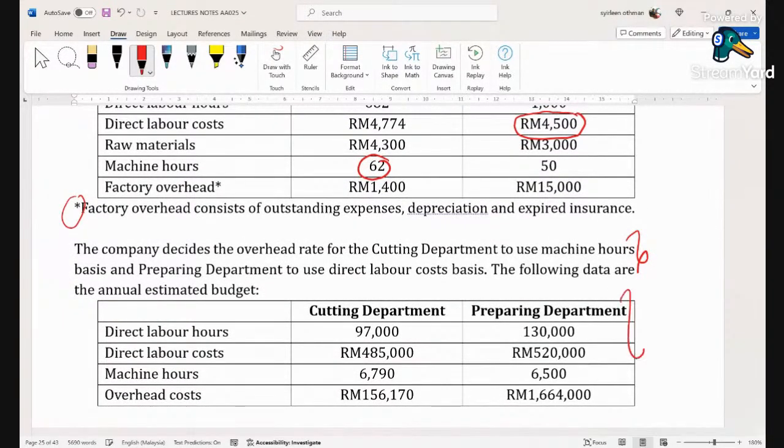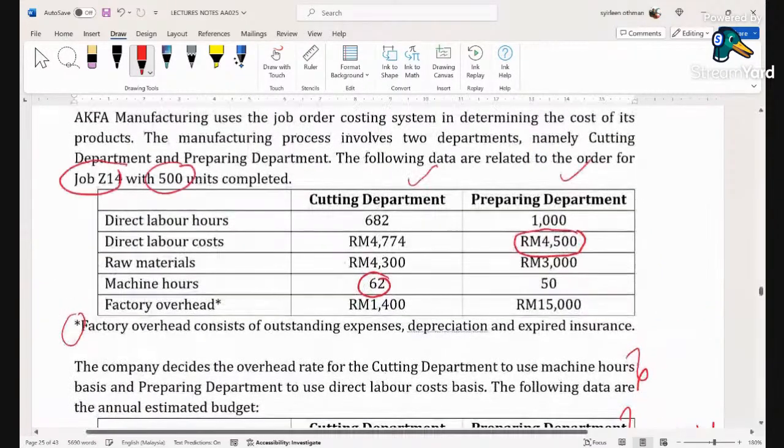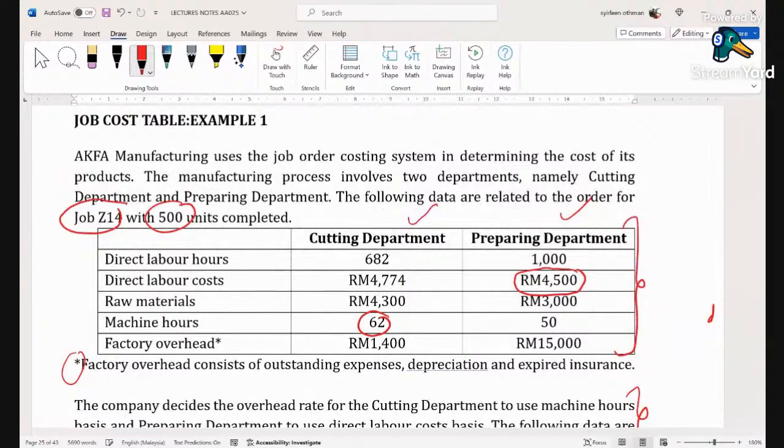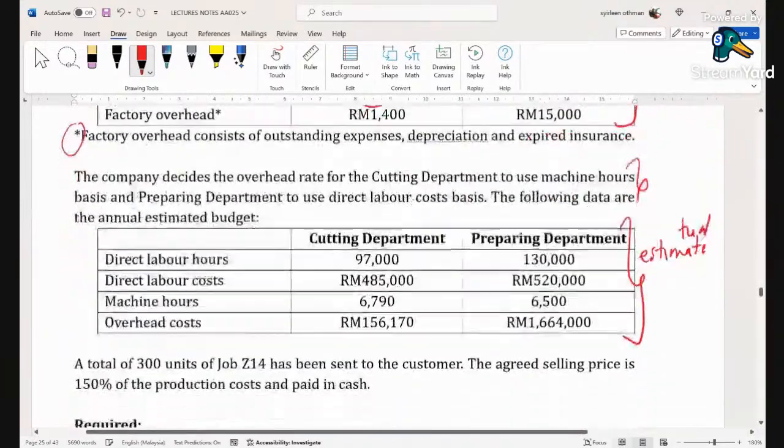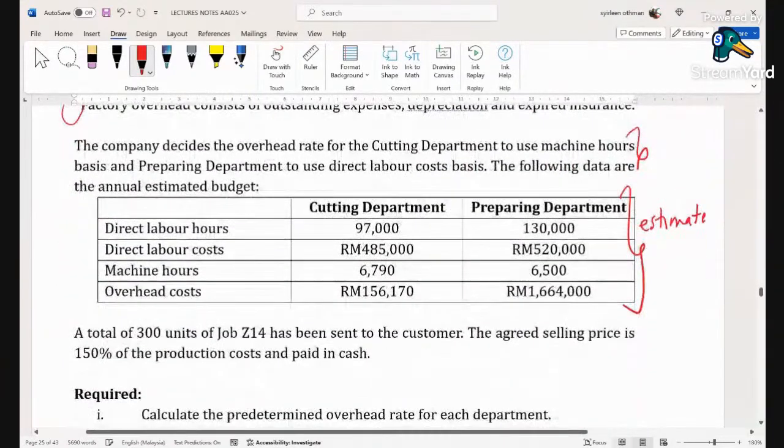Yang ini dia bagi estimation data. Okay, these are all your estimated figures. Okay, yang ni actual lah. Ini memang actual sebab ini memang untuk job Z14. So jangan pergi darab yang atas ni pula. Okay, alright. So the first thing that you need to do is kira POR lah.